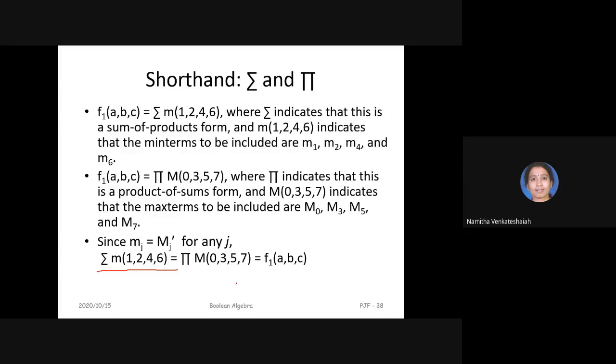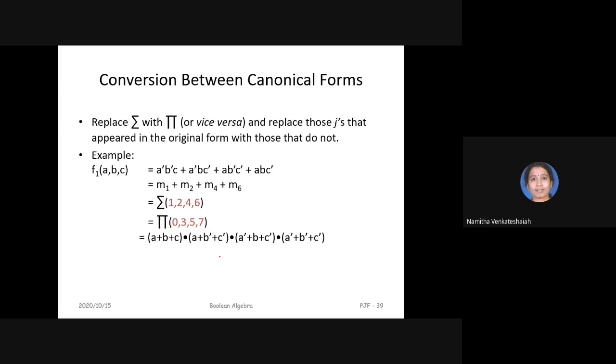I can give you problem as sigma m or pi m, my wish, and you should be able to convert it to each other and you should be able to solve the problem. Okay, that's given here once more. So if the problem is 1, 2, 4, 6, it is equivalent to pi of 0, 3, 5, 7.